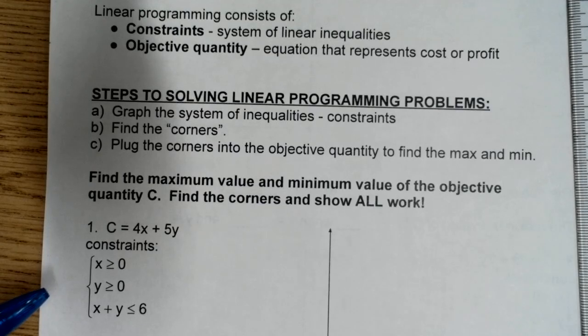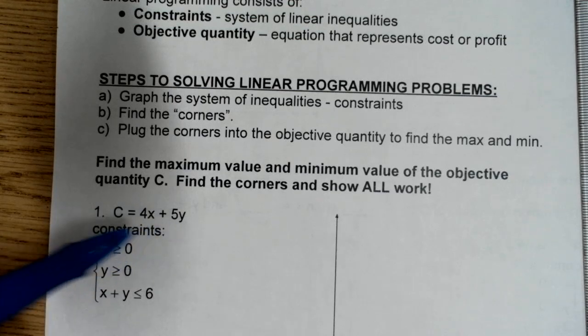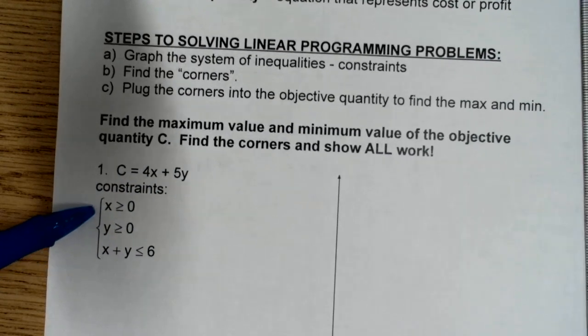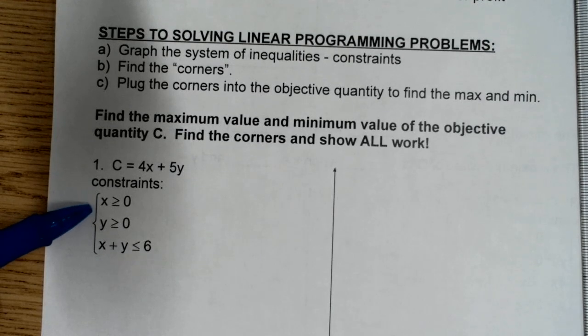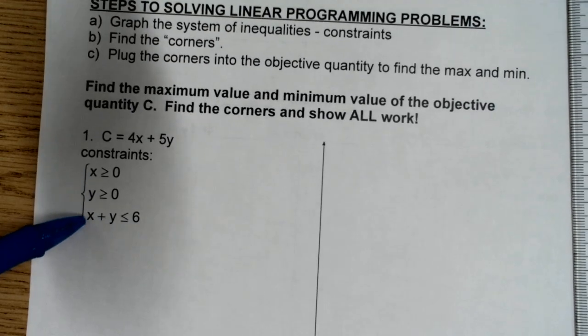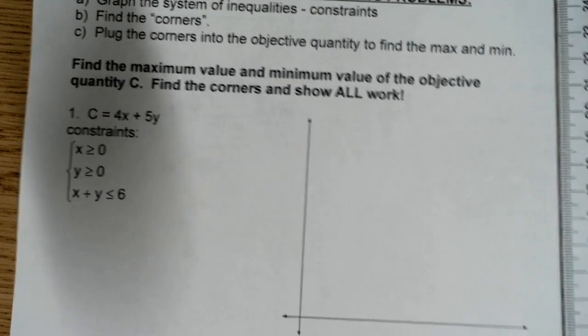So, looking at this, for my first problem, the objective quantity is going to be c equals 4x plus 5y. For my constraints, I have x is greater than or equal to 0, y is greater than or equal to 0, and then x plus y is less than or equal to 6.